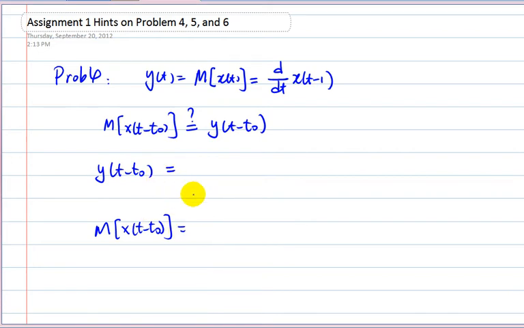Okay, are they the same results? If they're the same results, they're time invariant. Okay, let's check the easy one, y of t minus t naught.